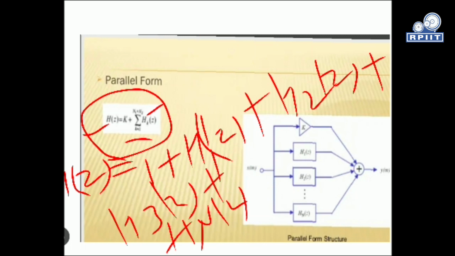So we put k1, so 1 will be over here, plus then H_k(z), so H1(z) will come. Then next, k2 we put over there, then H2(z) will be there, then k3 over there, then H3(z) over there. Finally we put the value of n, then Hn(z) over there. Now we'll implement this equation in the structure format. Here we have the input x(n) and the output y(n).